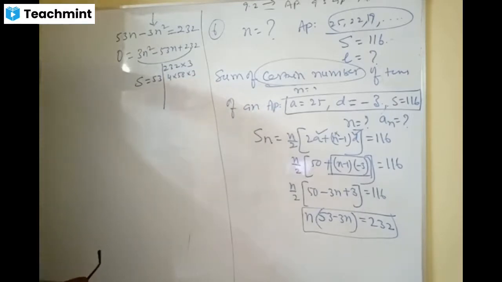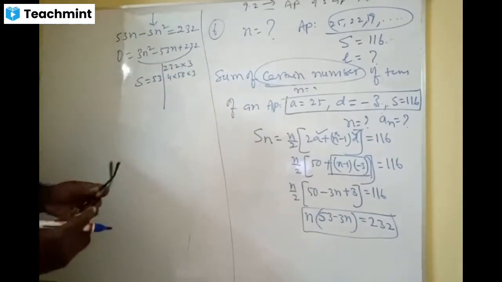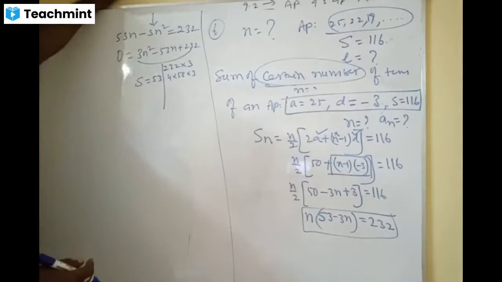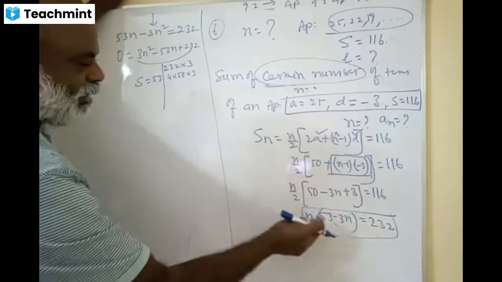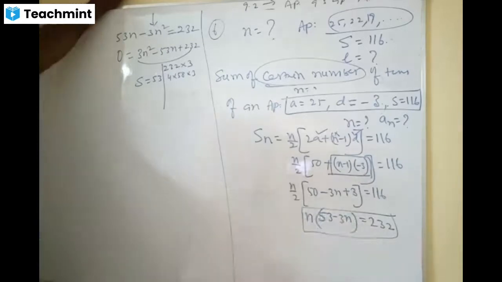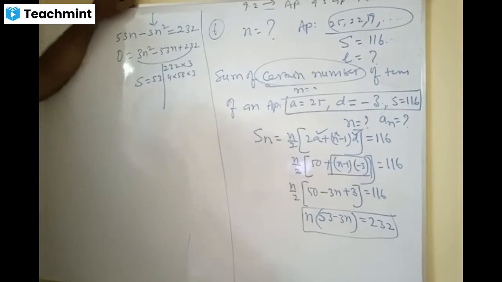It goes with 8 also. I think 8 16s. Did I do correctly here? Everything is clear. 53 minus 3n, 53n minus 3, yes, 232. Okay, great. Factorization part, please kindly tell me.